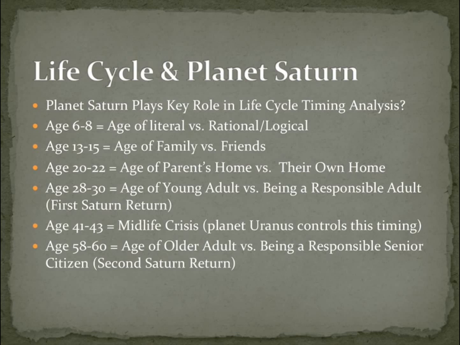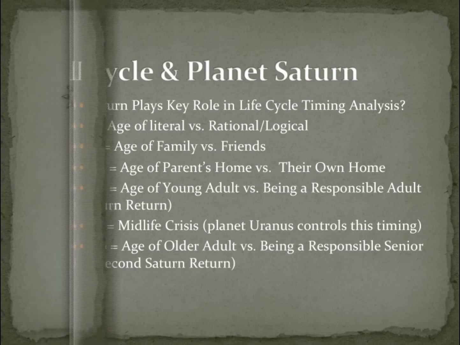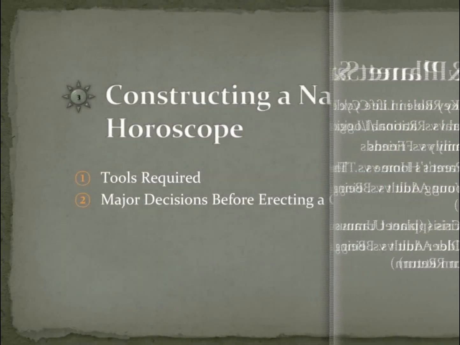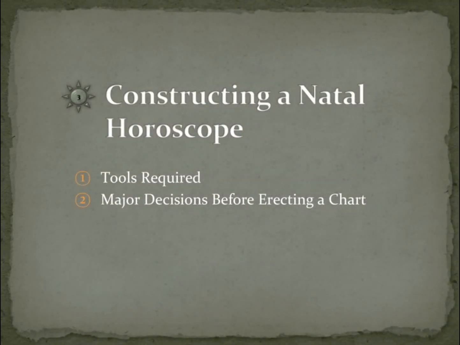This concludes Chapter 2 in my discussion of life cycles and planet Saturn's involvement. I encourage you to review your own life cycle timeline to see if these times match up with yours. The events probably won't be the same, but the timeline should be the same. Over the last 2 chapters, I've spent a lot of time preparing you for the next 3 chapters on constructing a natal horoscope, horoscope fundamentals, and basic horoscope analysis.